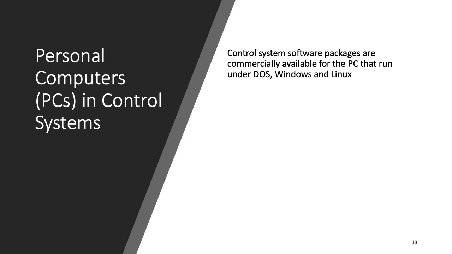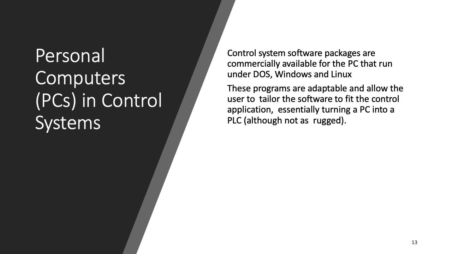The availability of relatively low-cost, off-the-shelf personal computers, or PCs, has made them an attractive alternative for small, one-of-a-kind control applications. Control system software packages are commercially available for the PC that run under DOS, Windows, and Linux. These programs are adaptable and allow the user to tailor the software to fit the control application, essentially turning a PC into a PLC, although not as rugged.